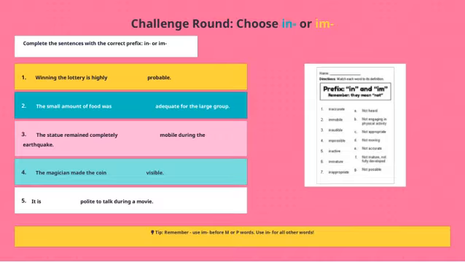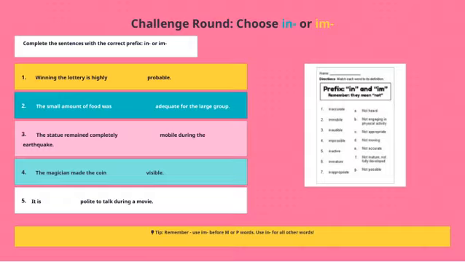Finally, it is polite to talk during a movie. The key word is polite. The sentence is about proper behavior, so no prefix is needed here directly, but if we were to describe someone who is not polite, we'd say impolite. And a quick tip to remember: use im before m or p words like impossible or imperfect, and use in for all other words, such as inadequate or invisible.